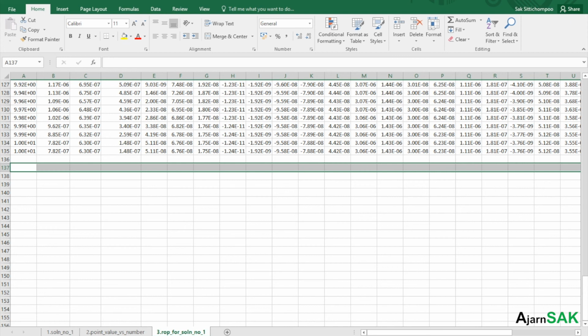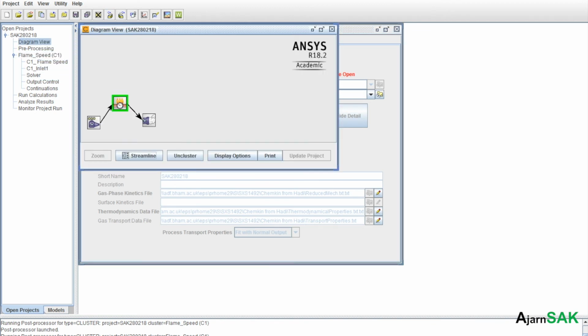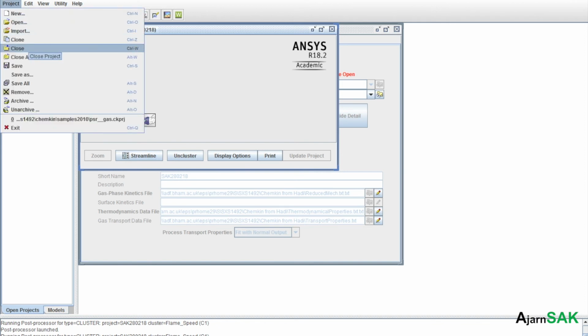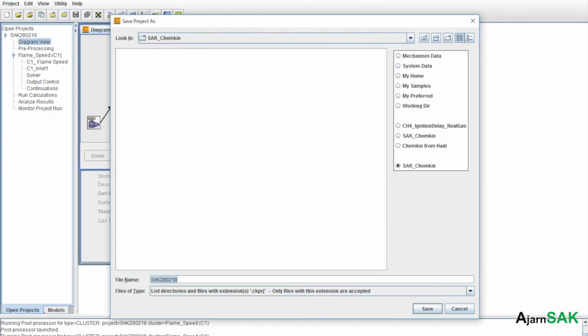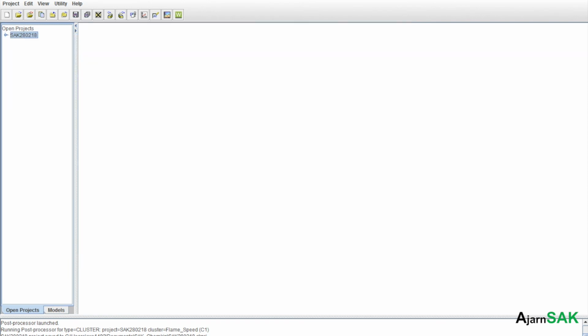So the diagram is more like for the laminar flame speed. But you can do that for any kind of reactors. For example, go save this. Just save. Now you can close this. Close it. Open a new one. Create a new one.